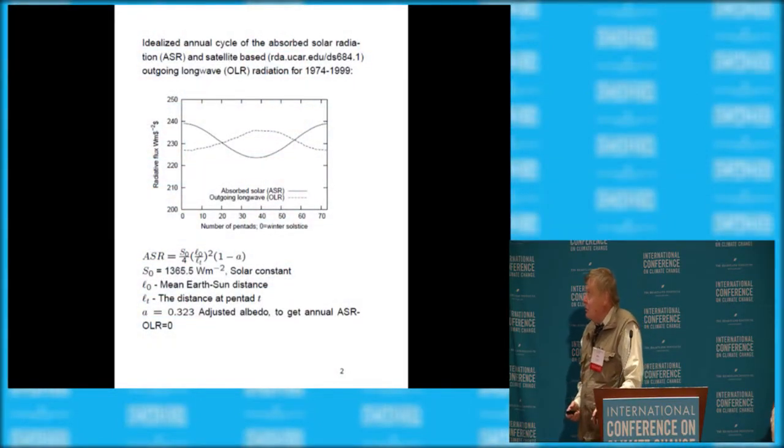Here is an idealized scheme of how the annual balance of the radiation budget can be reached. The full line is computed absorbed solar radiation in the climate system, and the horizontal scale is in 5-day time steps, so 73 steps contain a year, and it is not precisely a year, it is from winter solstice to the next winter solstice.